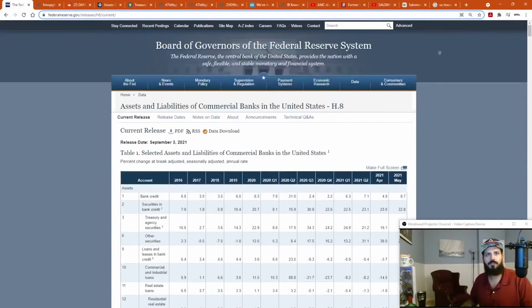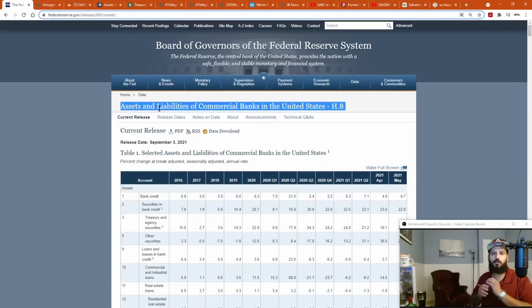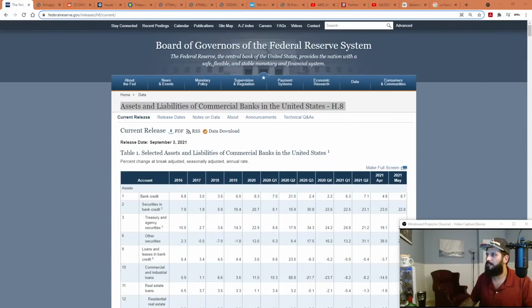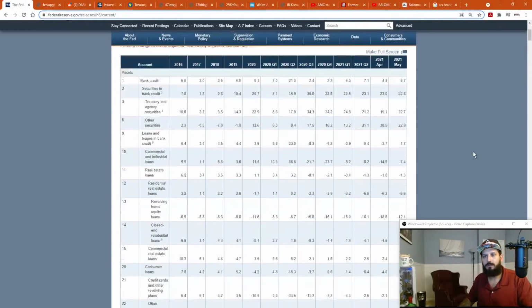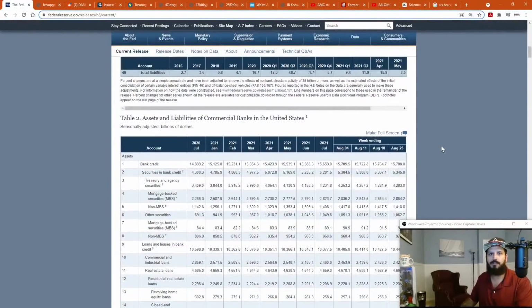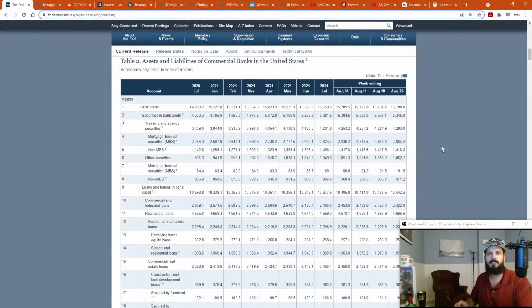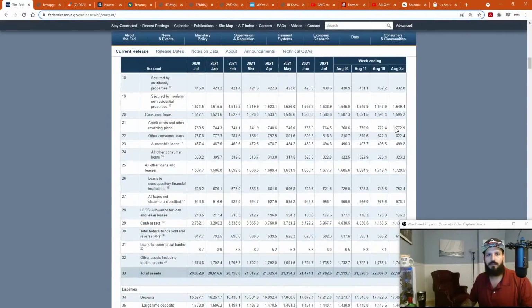This is the most recent Federal Reserve Assets and Liabilities of Commercial Banks in the United States report, H.8, released on September 3rd, Friday. Oh shit, run, says Ted. Yeah, brother. Casey, thank you very much. We're going to go over this puppy right here, right now. We're going to go straight down to Table 2. There are 11 tables on this report, and this is expressed in billions of dollars. So when you see 15,788, that's billions, which equals $15 trillion, 788 billion.